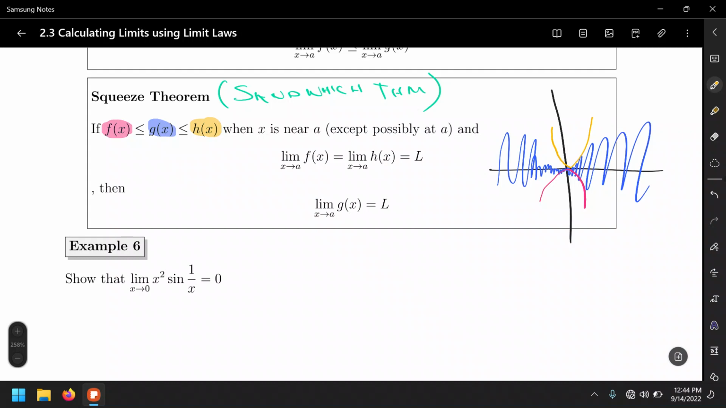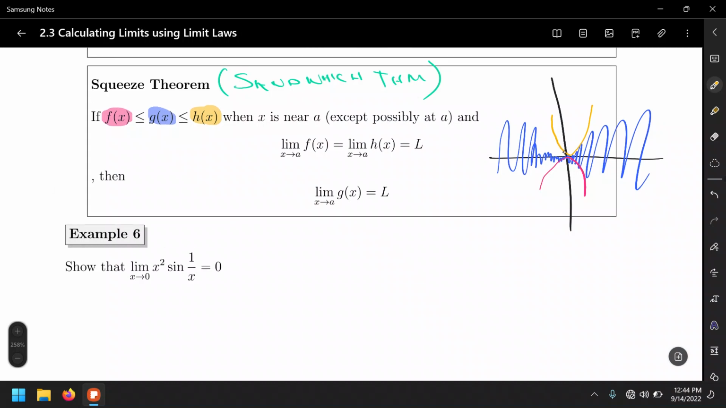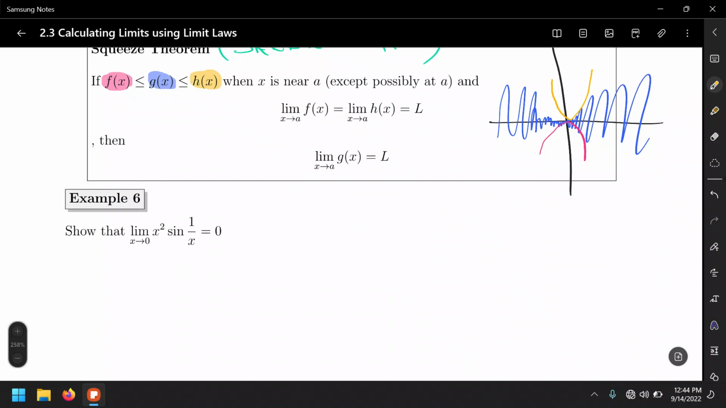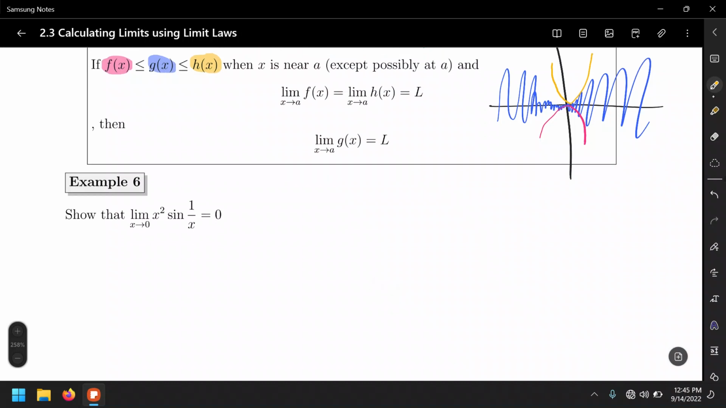We have the red and the yellow one are the breads of the sandwich, and the function in blue is whatever topic you want inside of the sandwich, right? But in this case, we also call it the squeeze theorem because these two functions, the yellow one and the red one, are squeezing the function in blue. And the idea is that whatever limit is for f of x and h of x will be the same for the function in the center that we want to find.